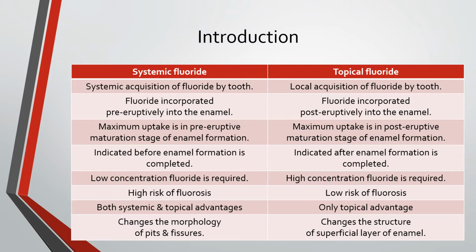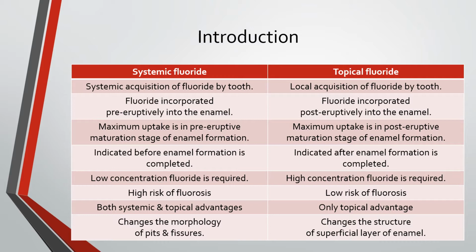Topical fluoride is indicated only when the enamel formation is complete, and for this purpose we require a higher concentration of fluoride. Because we are applying it topically, the whole situation is well controlled, so you can control the amount of fluoride that you apply on the tooth. So there is low risk of systemic ingestion and therefore low risk of fluorosis. The only advantage we have here is the topical fluoride; we do not have any systemic fluoride advantage. As long as the topical fluoride agent remains in the mouth, it is useful.